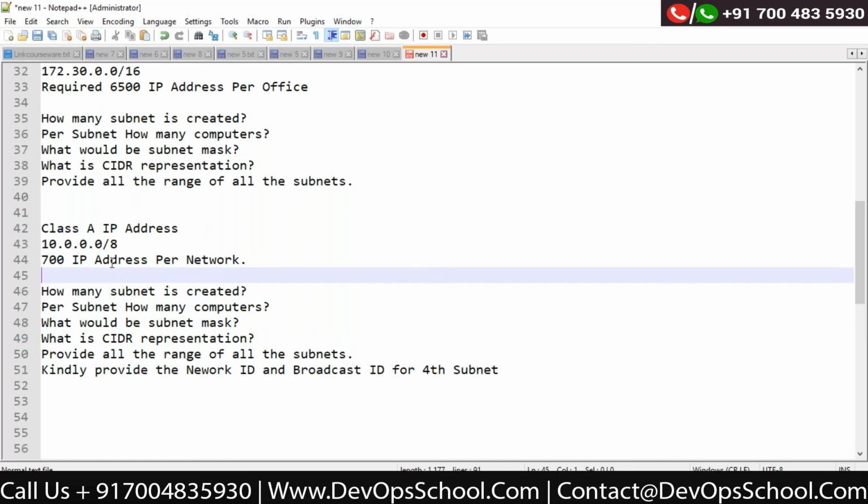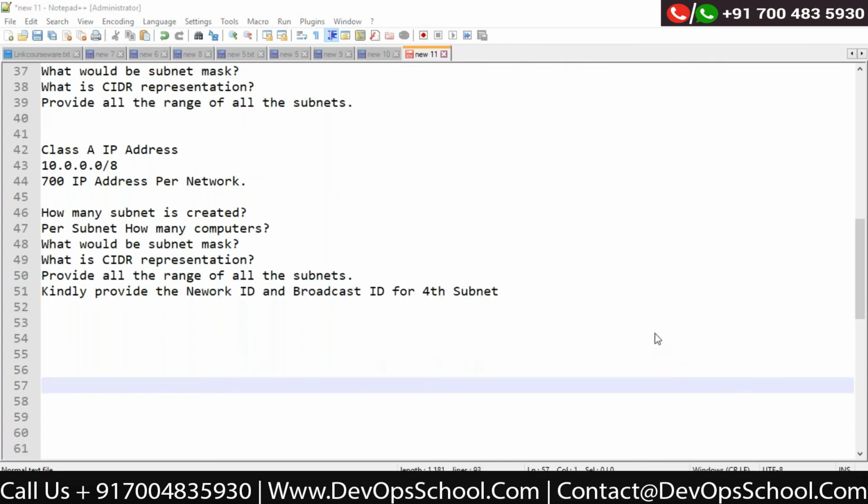for all these things. How many subnets would be created? Now I require how many computers per subnet? What would be the subnet mask? What would be the CIDR representation? Provide all the ranges. Not all the ranges in terms of A, because there is a huge number of networks. At least he's asking you to write down the first 5 subnets, and out of that, for the fourth subnet, you need to provide the network ID and broadcast ID. So you need to define the range properly. Chaitra, solve these questions. Let me copy your solution.